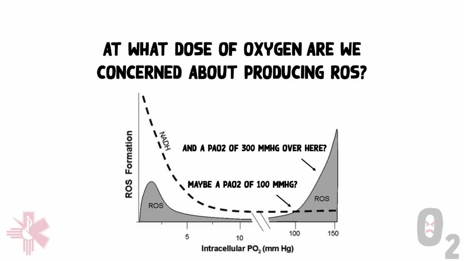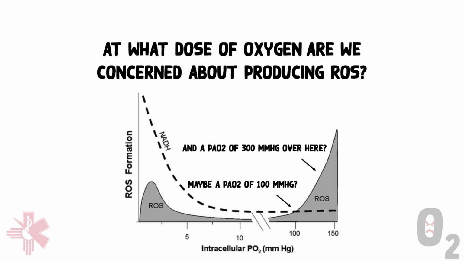We want to know at what dose of oxygen are we even concerned about producing reactive oxygen species. We already mentioned that these are the problematic things in this whole process, but how do we know what is a safe dose of oxygen? The answer to that question is a little bit elusive, and the reason for that is because it's a function of intracellular partial pressure of oxygen.